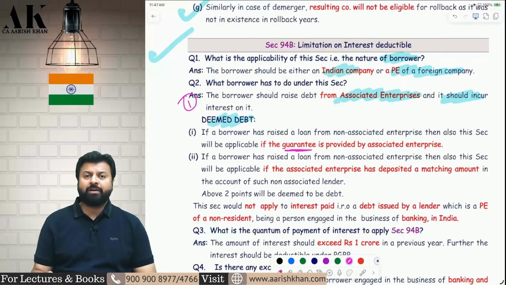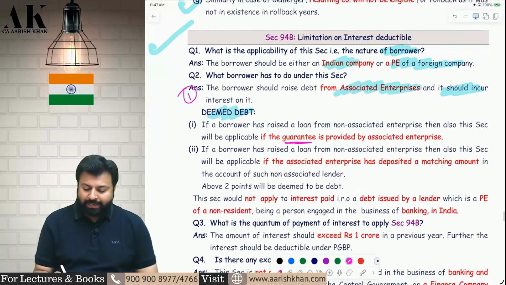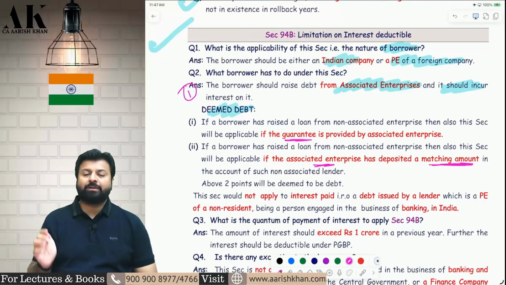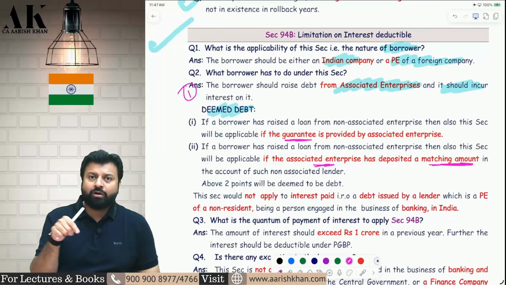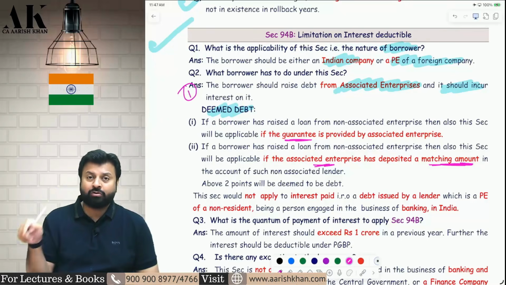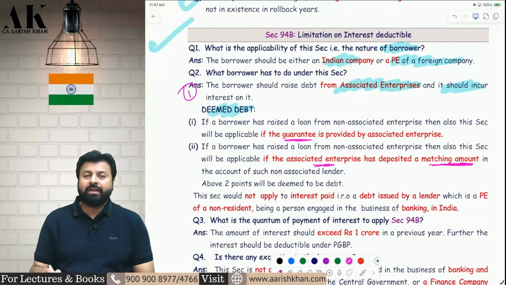That is also covered in limitation of interest. Third, you are taking money from a third party and your associate entity has deposited a matching amount to that particular third party. For example, you are taking a loan of 5 crore from your third party and your associate entity has given a deposit of 5 crore to that third party, then that is also covered in deemed debt.